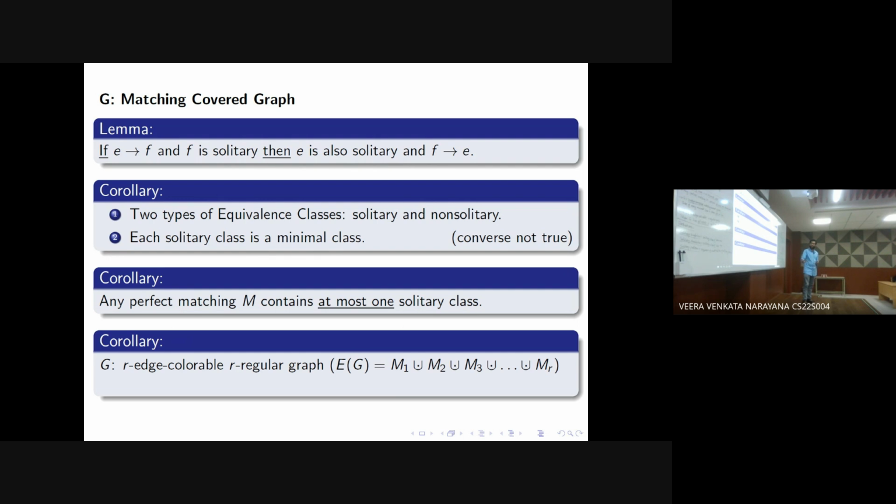in the case of r-regular graph, r-edge-colorability means it has r pairwise disjoint perfect matchings. From this corollary, we will get that it has at most r solitary classes, because each perfect matching has at most 1 solitary class, and if it is r-edge-colorable and r-regular, that means it has r pairwise disjoint perfect matchings. Therefore, it has at most r solitary classes.